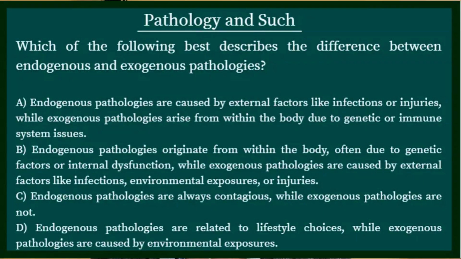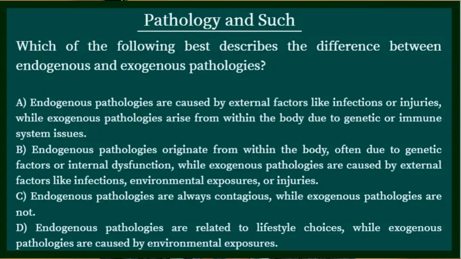A, endogenous pathologies are caused by external factors like infections or injuries, while exogenous pathologies arise from within the body due to genetic or immune system issues. That can't be it because endo means inside. All right. B. Endogenous pathologies originate from within the body, often due to genetic factors or internal dysfunction, while exogenous pathologies are caused by external factors like infection, environmental exposures, or injuries. That's a good one.